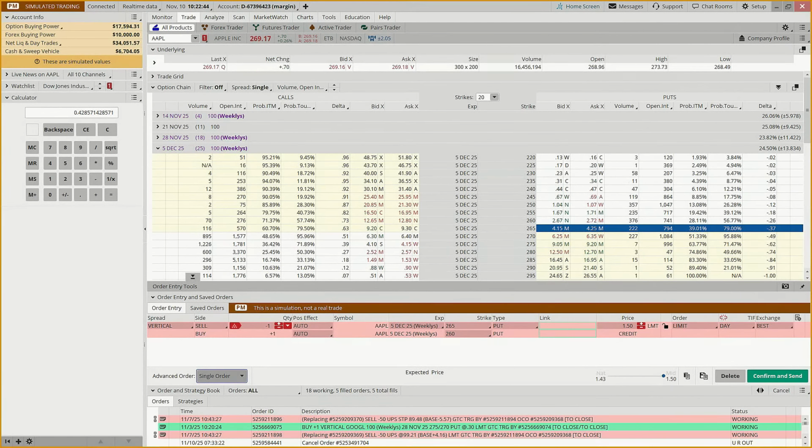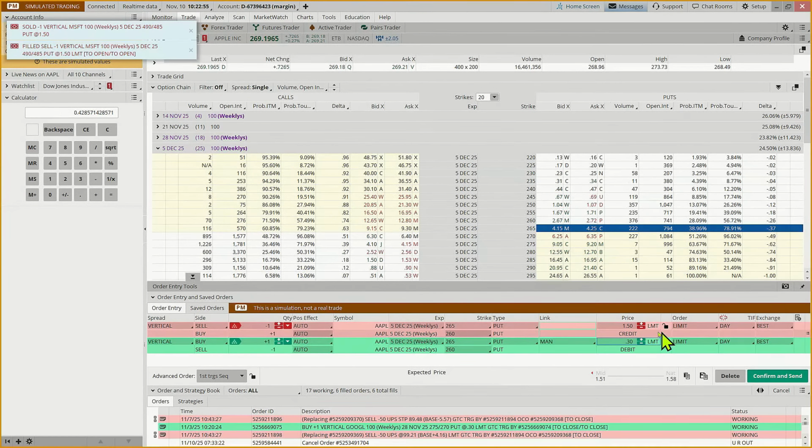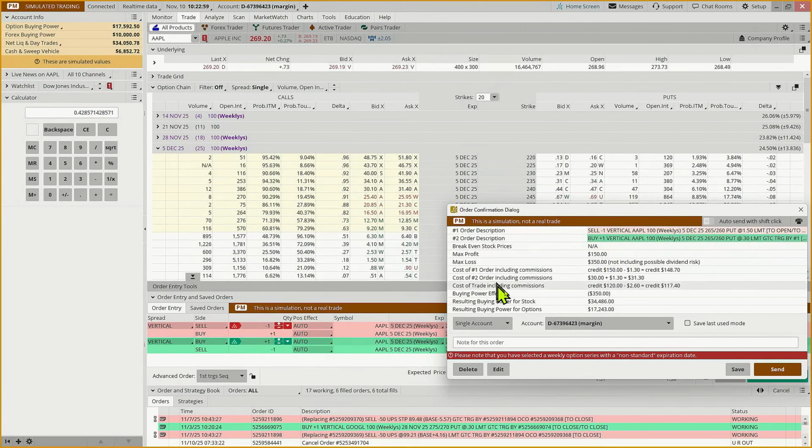Single order, we're going to make it a first trigger sequence, right click, opposite order, 30 cents. And we now know we're only placing one trade because we don't want to risk more than $500. And that's not a rule that we break.